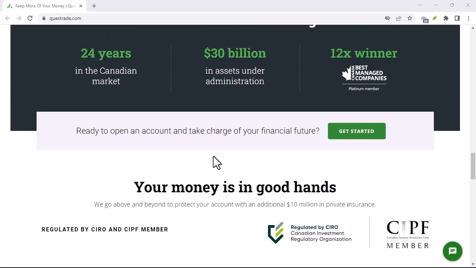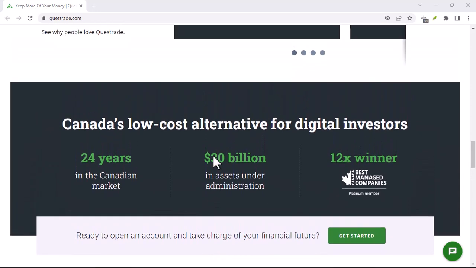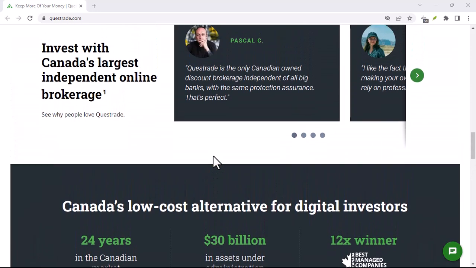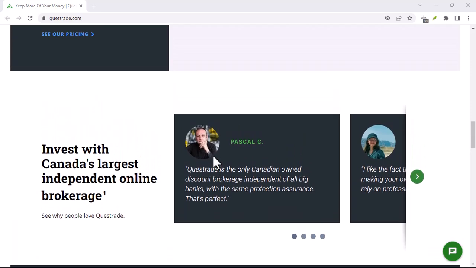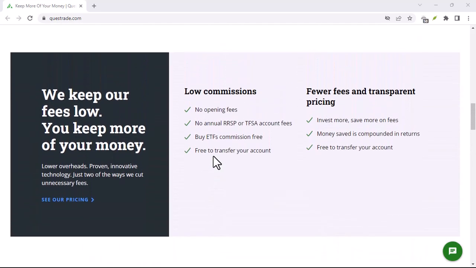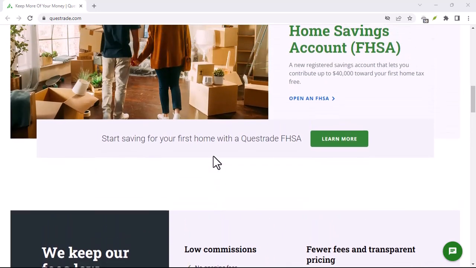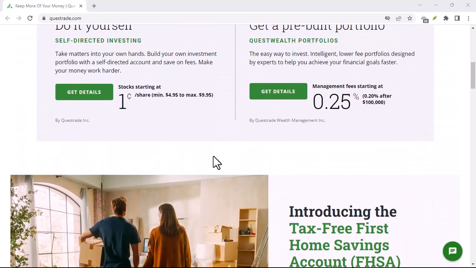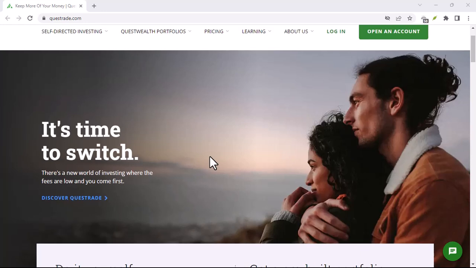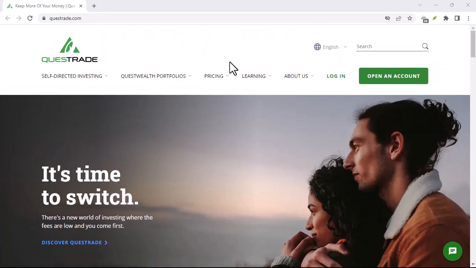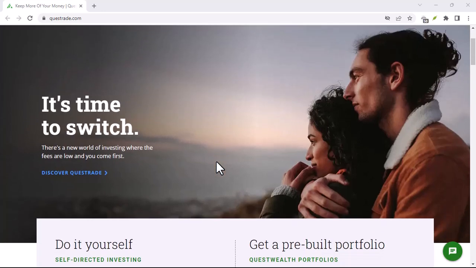Self-directed accounts have no account maintenance fees. However, there may be other fees associated with your account, such as trading fees or currency exchange fees. Managed accounts have a monthly account maintenance fee. The fee varies depending on the amount of money you have invested in your account.